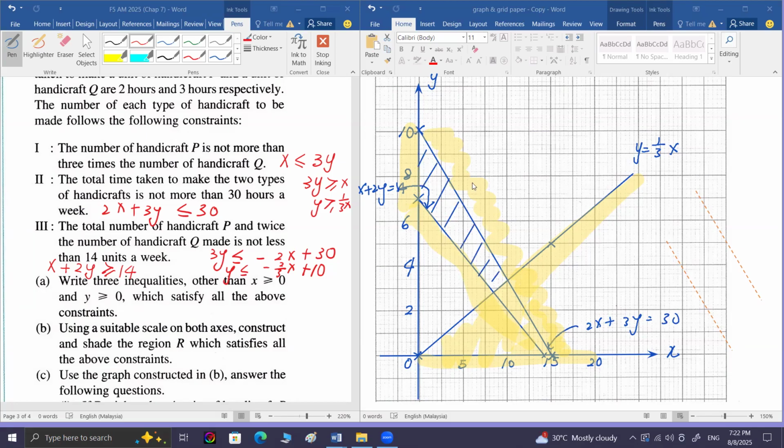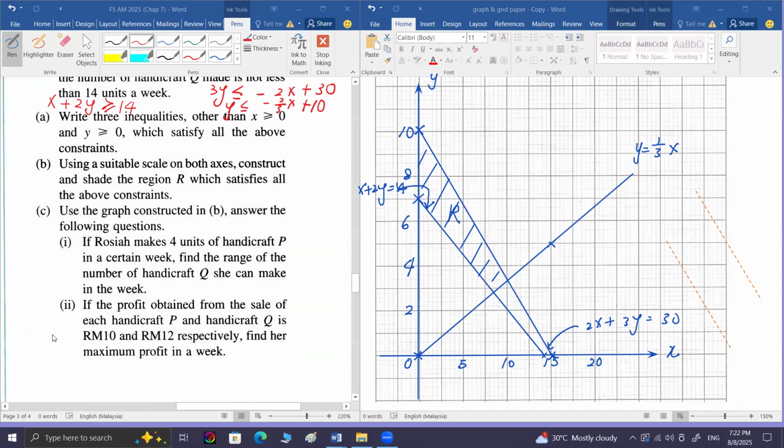And name it R. Okay, so delete, same as just now. Okay, then we have this part. Now what I want you to do is, then we have done B. Okay, class, look at C. Use the graph that you construct here. Answer the following question, class.